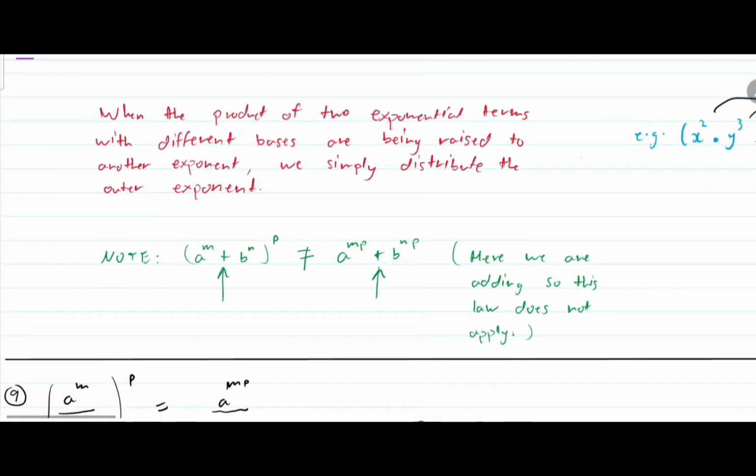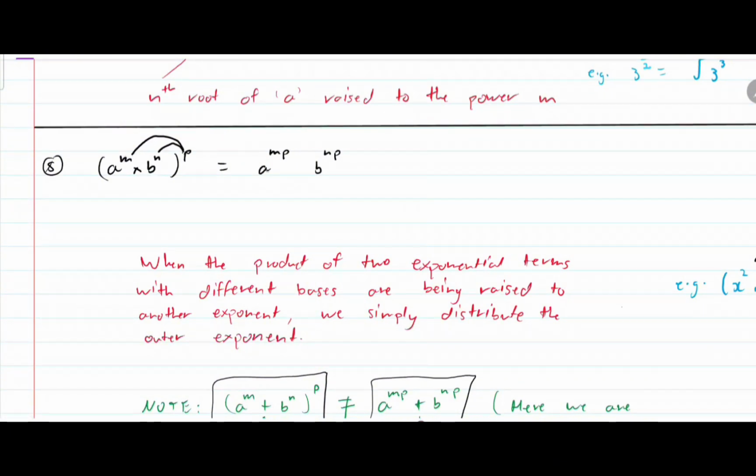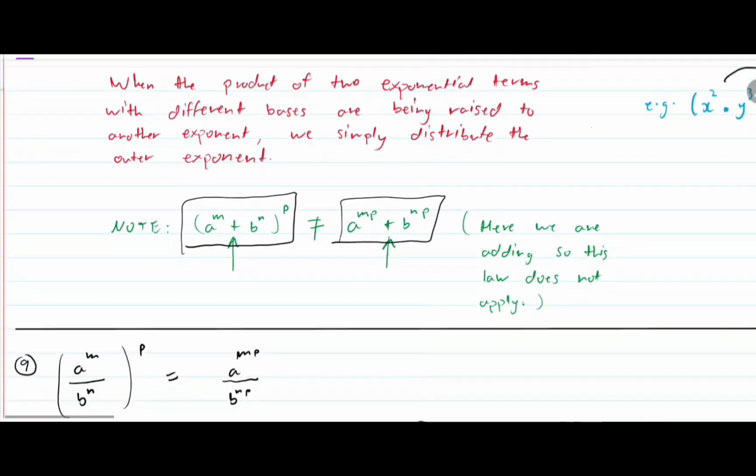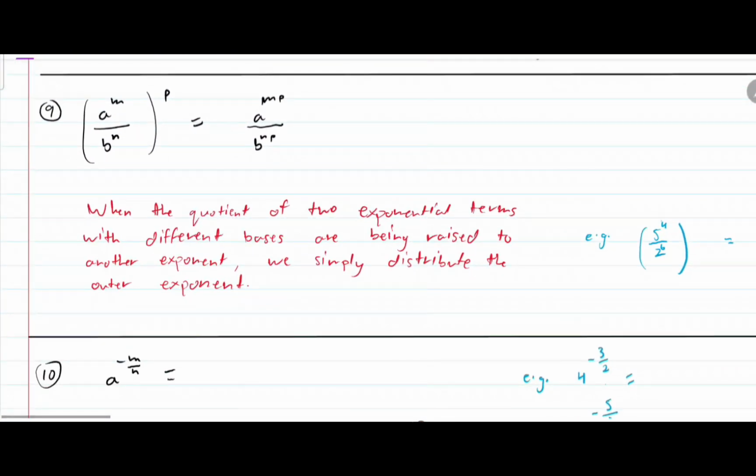All right, now this is a common mistake. A lot of people might say, well, a raised to the power of m plus b to the power of n, all raised to this outer power here, is going to give me this here. That's not true. Why? Because we're adding here. See that we're adding? And up here, where the law applies, we're multiplying. Be very careful.